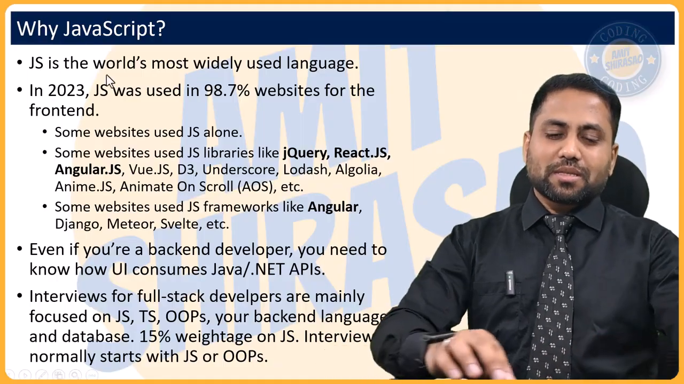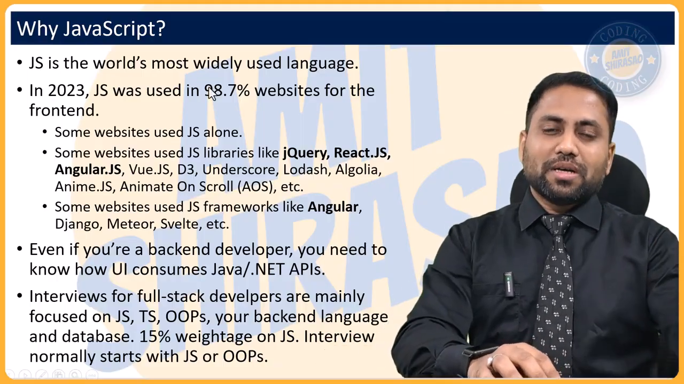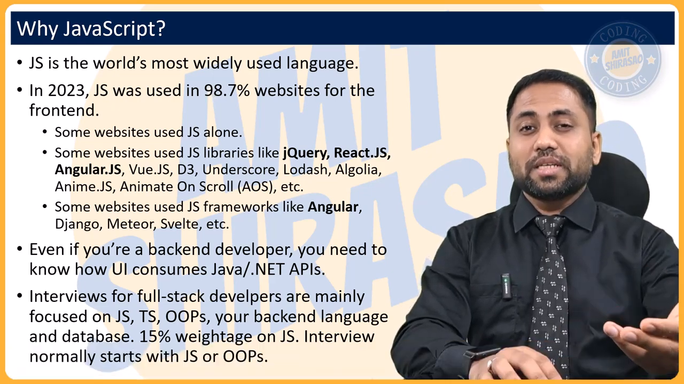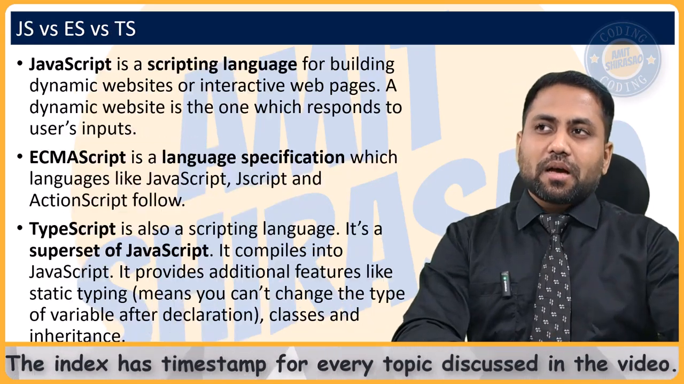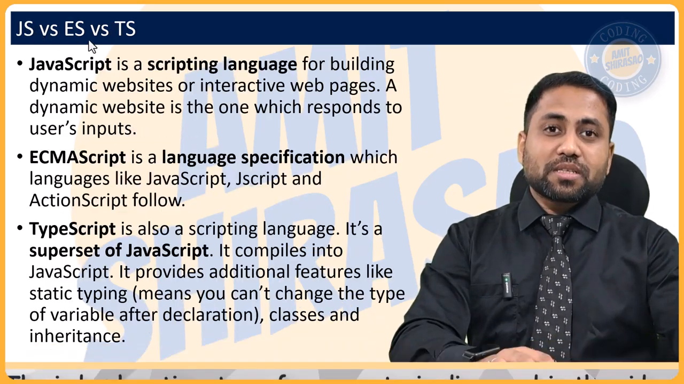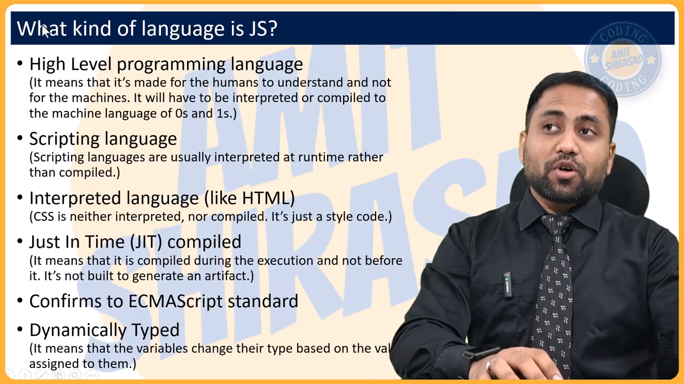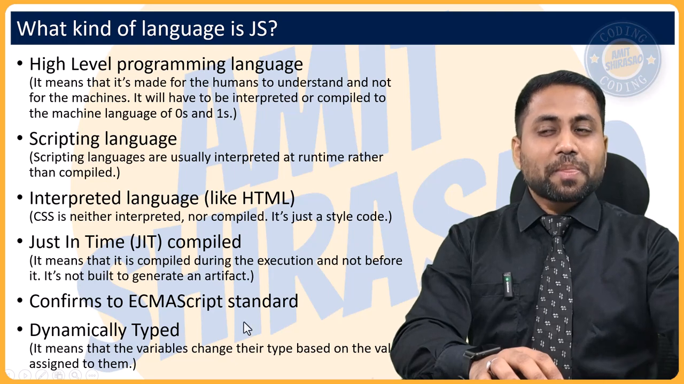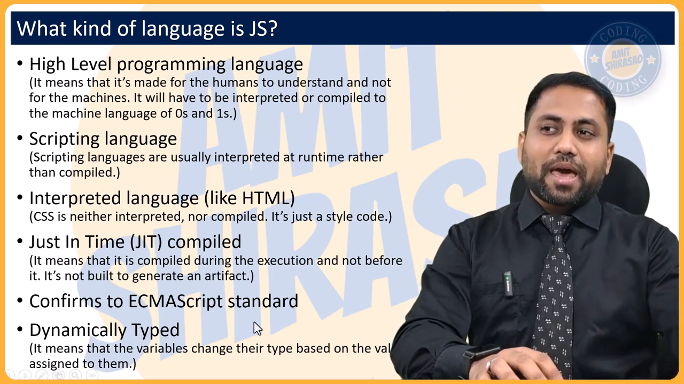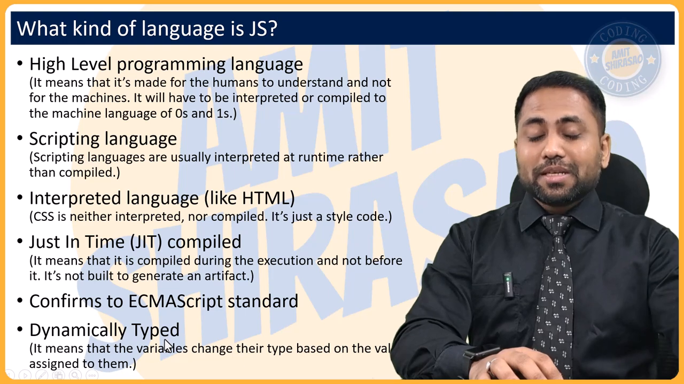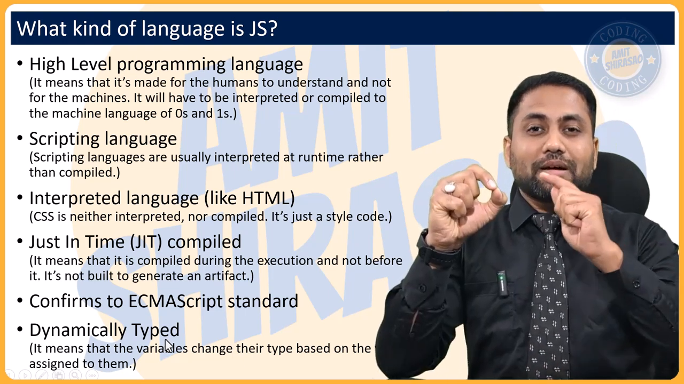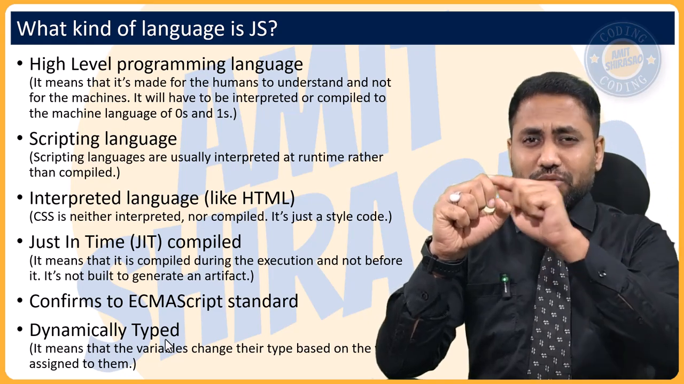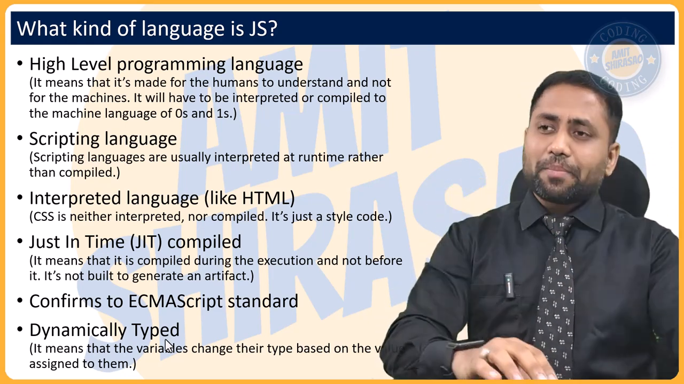We saw what JavaScript is, and why we wanted to learn it, because 98.7% of websites use JavaScript on the front end in some form or the other. Then we saw the difference between JavaScript, ECMAScript and TypeScript, and what kind of language it is. It's a high-level language, scripting language, interpreted, just-in-time compiled, conforms to ECMAScript standards, and it's dynamically typed. That means variables change their data type based on the value assigned to them. We will see some of this in today's lecture as well.